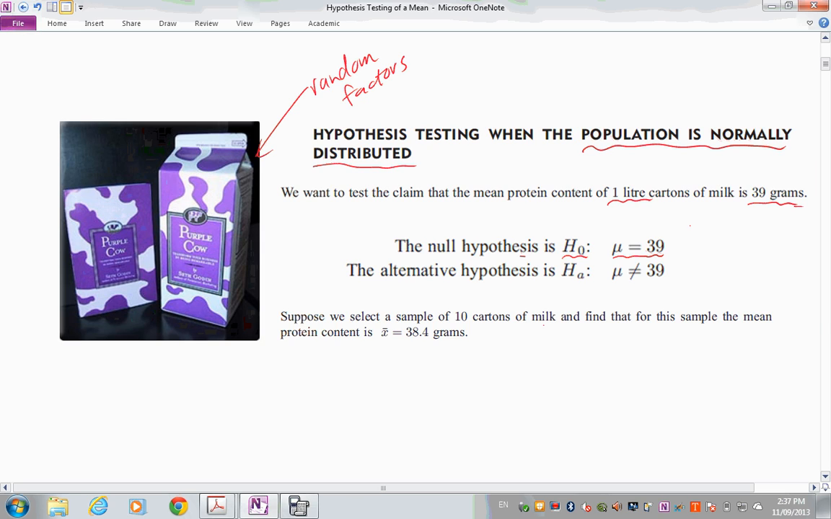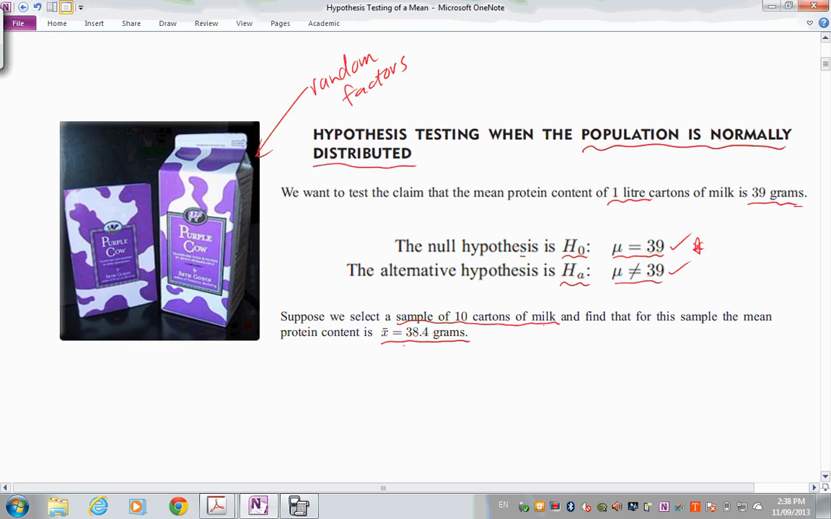We're going to start with saying that's the situation. The null hypothesis is that the mean per litre is 39 grams, and the alternative hypothesis, HA, is that it's something different. It's not 39. We're going to try and see if we can tell whether it is consistent with 39. We're going to go out and do some sampling. Let's sample 10 cartons and find the mean and see if that's consistent with that null hypothesis. This is a very, very important idea, that the null hypothesis is something we start off with and we're going to test it along the way.